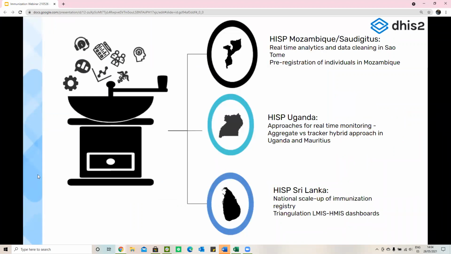So without further ado, I think we can move forward with the real essence of this first webinar. Today we're going to have 3 HISP groups that are going to present their experiences of implementations, with different successes, key elements for success, but also challenges and ways that they have overcome these barriers. The first one is HISP Mozambique, with an example of real-time analytics and data cleaning for Sao Tome, and the pre-registration experience that they had for Mozambique. Afterwards, we're going to switch to HISP Uganda, who will show us their work on approaches to real-time monitoring, and also the hybrid implementation between aggregate and individual data for Uganda and Mauritius. And finally, Sri Lanka with their work on the scale-up of the immunization registry for Sri Lanka and Timor-Leste. So I leave the stage to HISP Mozambique and therefore Zeferino.